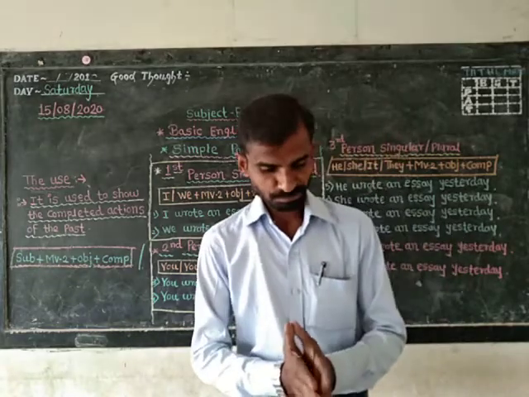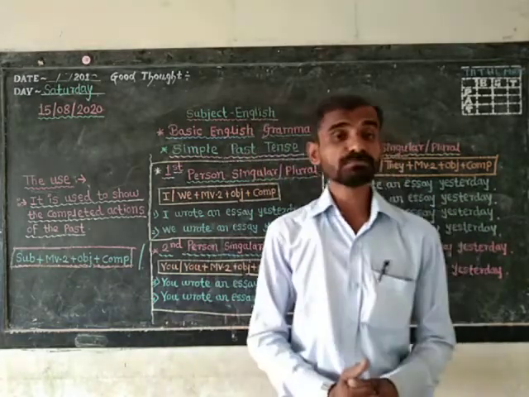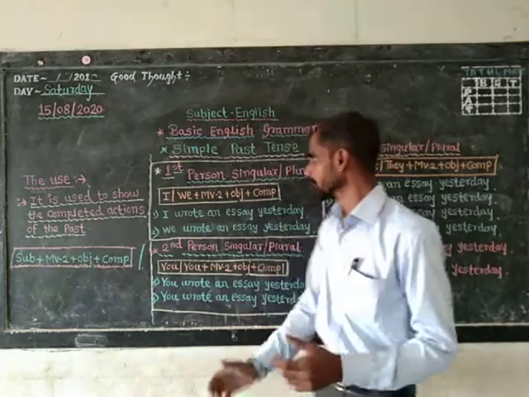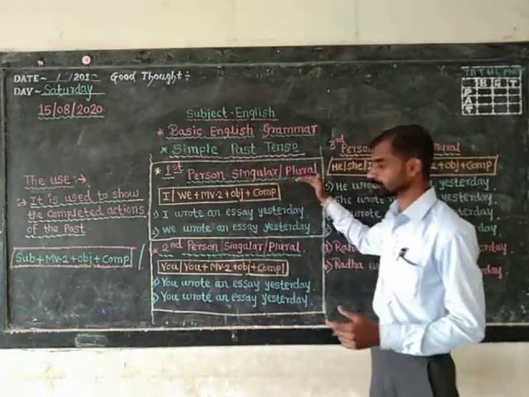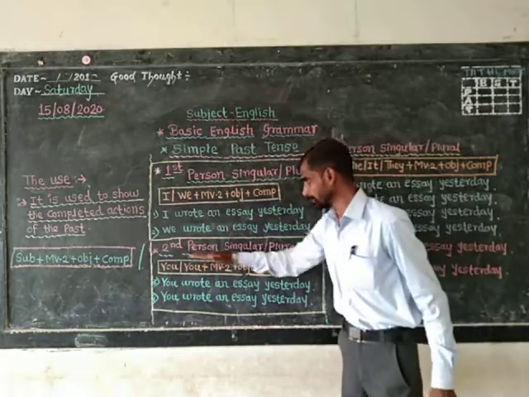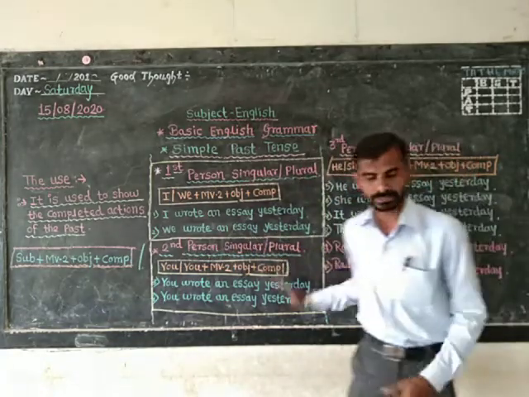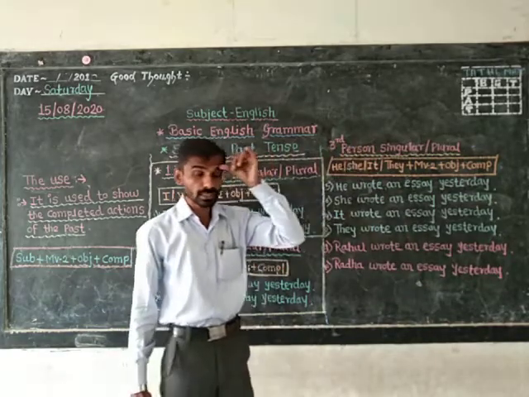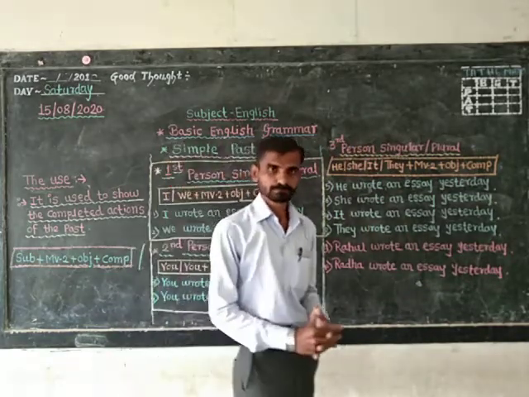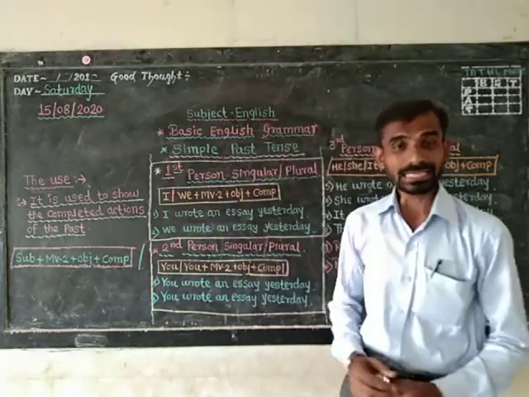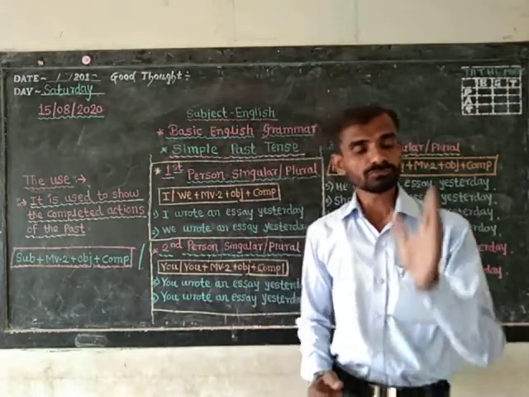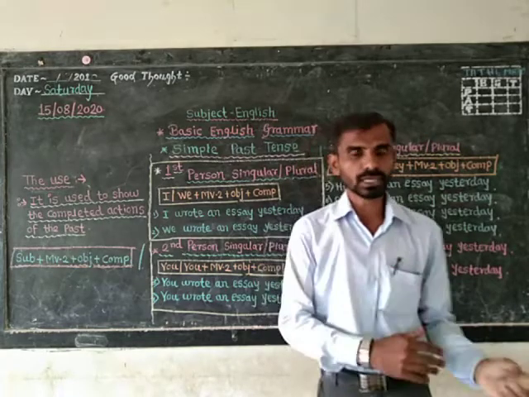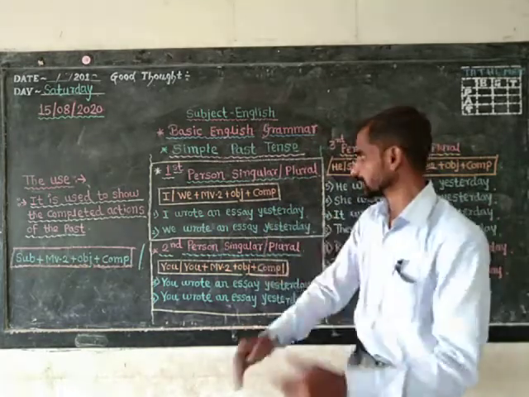Now let us see how the formula of simple past is used in front of them. Here first person singular plural, below that second person singular plural, and here in this corner again there is third person singular and plural of the subjects. Alright, now see how the formula is applicable in front of first person singular, that is I, and first person plural, that is we.